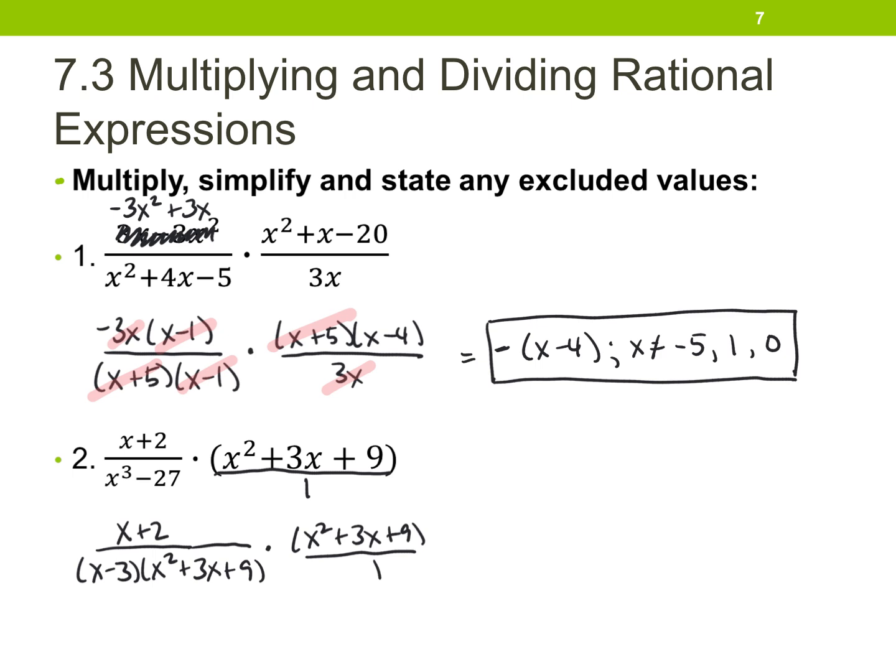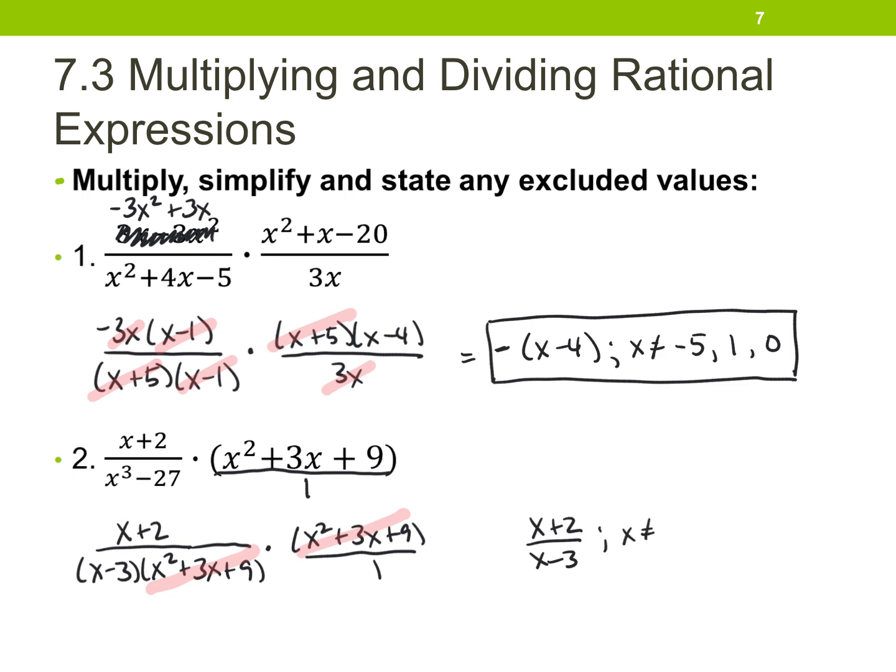Okay, so if you factored x cubed minus 27 properly, you've gotten x minus 3 times x squared plus 3x plus 9. And at this point, we can cross cancel this and this, leaving us with a final answer of x plus 2 over x minus 3.